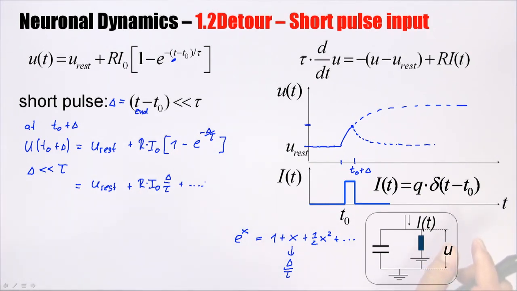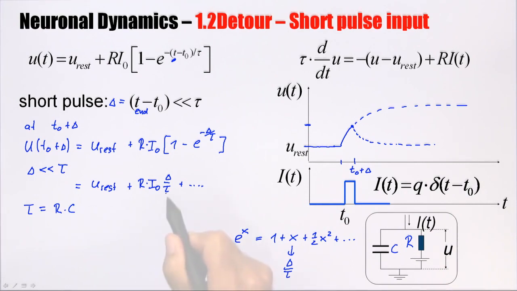Now remember that we defined the time constant tau as r times c. Tau is the time constant of the circuit with a resistance R and a capacity C. I insert tau in this expression here, and I get u rest plus I0 delta over C. Tau is RC, the R is cancelled.